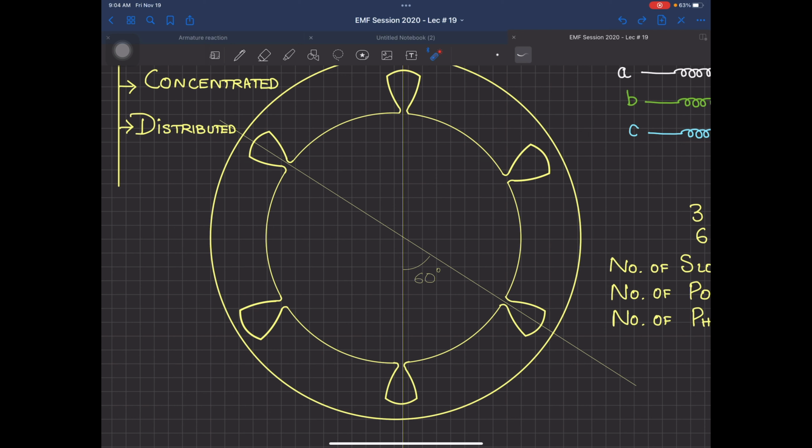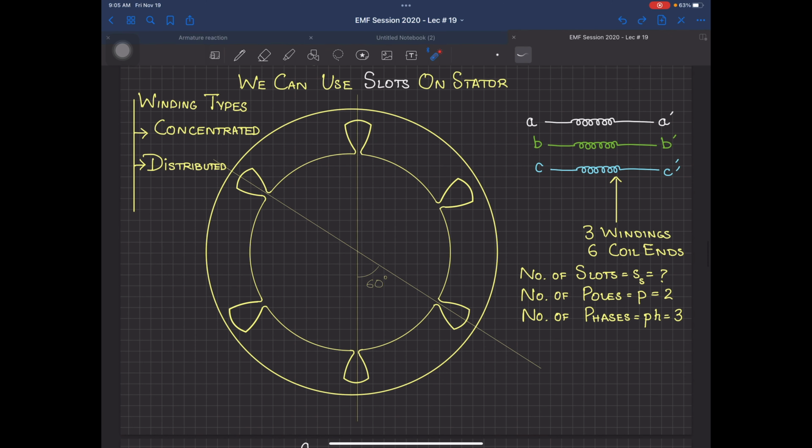Now, why have I selected 6 slots? This is the question over there. And why are they symmetrical? Because this is a symmetrical device. I want a 3-phase winding. What is a 3-phase winding? I have A, B and C. I have 3 windings to put inside this machine. One is A, A dash. The other one is B, B dash. The other one is C, C dash. And I am going to use these 3 colors in all these diagrams.